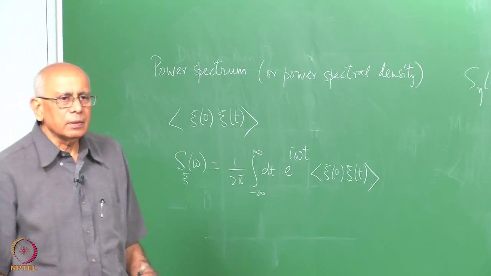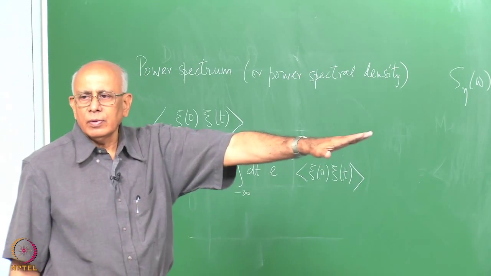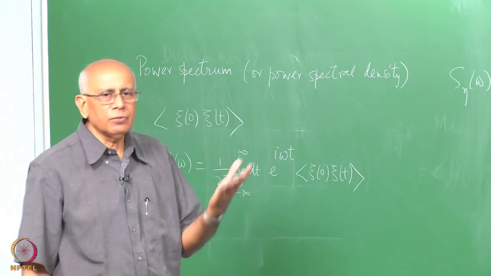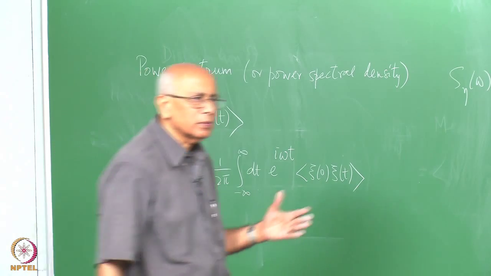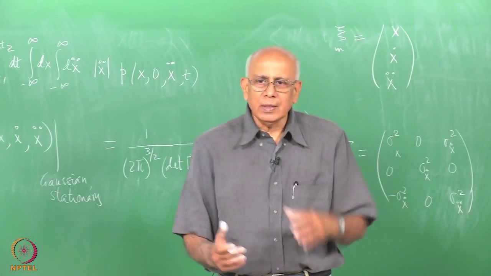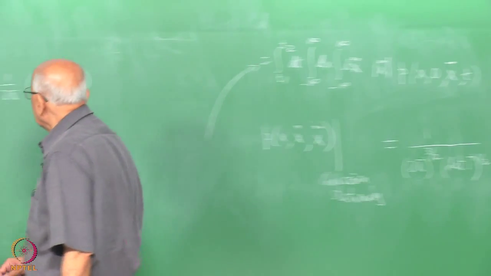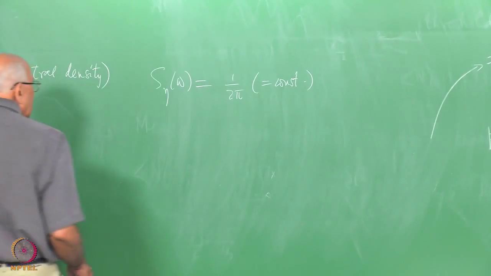It says that when you do a Fourier transform, there's equal intensity at all frequencies. Of course, it's unphysical because certainly some energy is involved in producing this noise. It's clear that you can't have arbitrarily high frequencies with the same intensity. Okay. So that's a mathematical idealization.